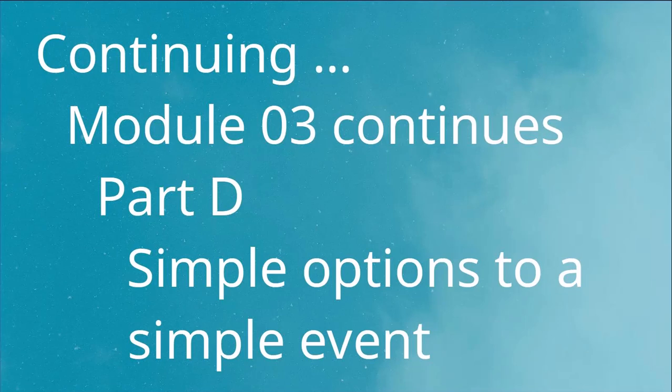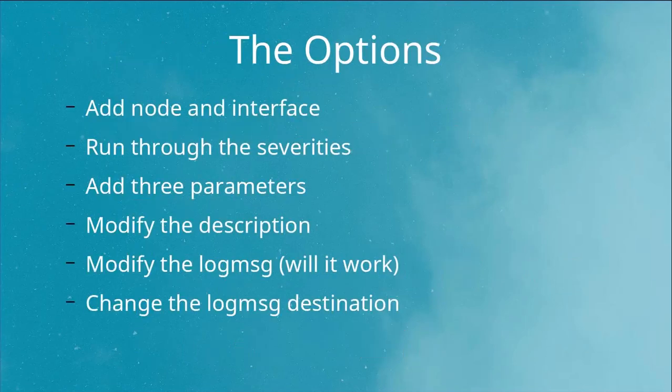Module 3 continues with Part D, Simple Options to a Simple Event. Send-event.pl will be used to send the node ID and interface associated with the event at different severities, 3 parameters, the event description overriding the value in the event definition file, and the event log message overriding the value in the event definition file. Is this even possible? Then the event's definition will change so that the event is only logged in the DB.